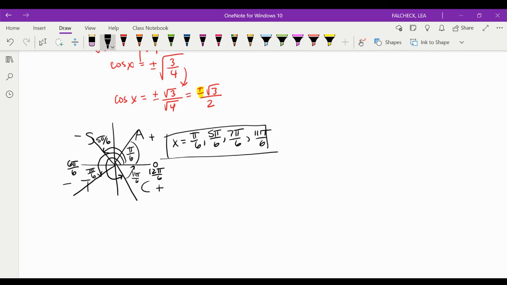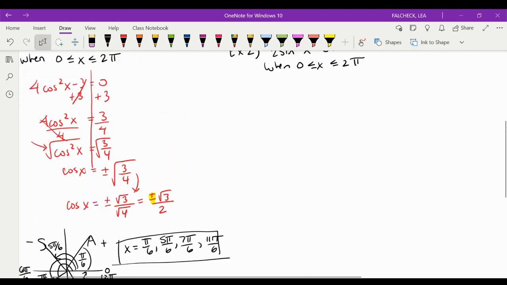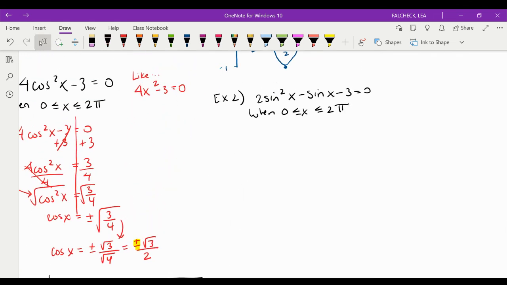Word up. All right. So for number 2, think about solving a question like this. All right. I've got 2x squared minus x minus 3 equals 0. Just like we would want to isolate the x in a problem like this, I'm going to want to isolate the trig function of sine of x on the one on the left. Okay. So instead of factoring with x's, I'm going to factor with sines. Let's go ahead and do that.